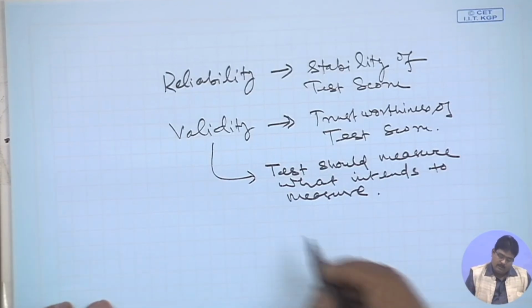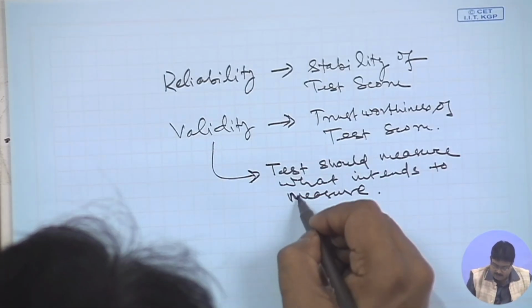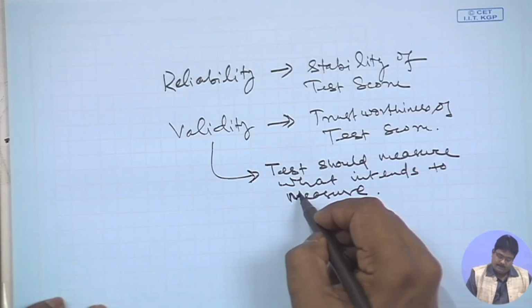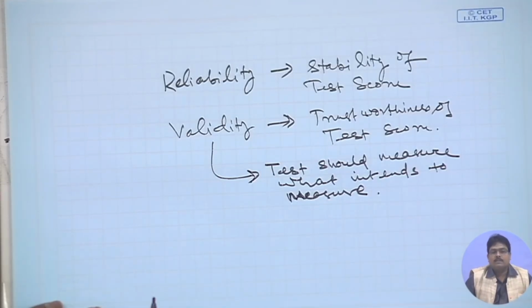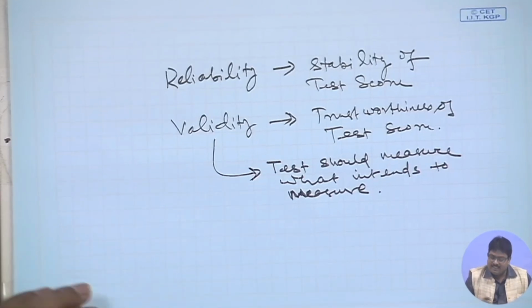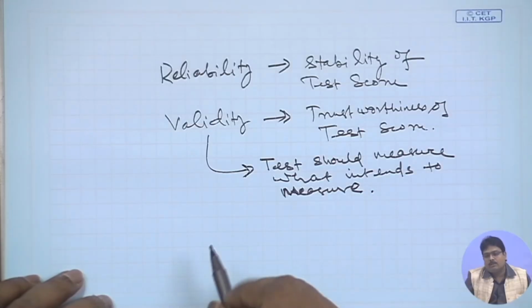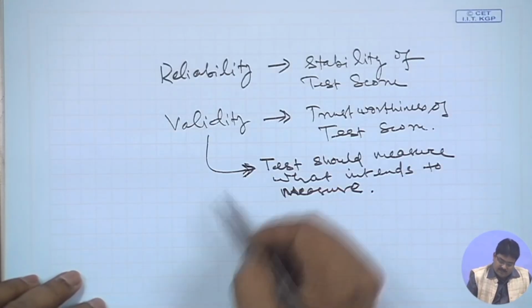To make it simpler, suppose you have developed a test of political science. The test items should measure political science, not history. That is why many times in many places the candidates object that most of the questions were out of syllabus. What does it mean? It means the test suffers from content validity. That means the test contents are not properly covered in the test. Many times it happens. So, one has to be very careful while developing a test and establishing its reliability and validity.